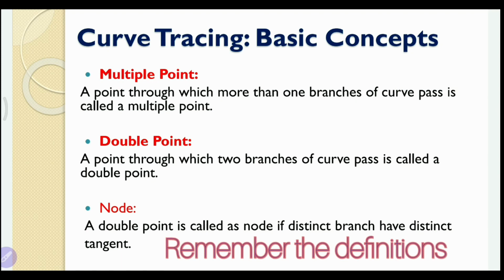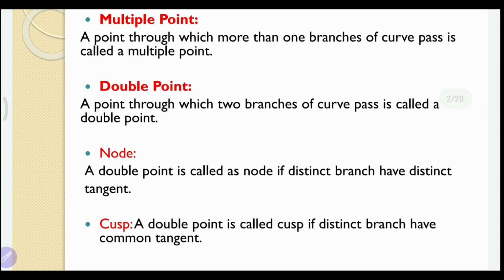Now there are basically two different kinds of double points we are going to see. One is node and one is cusp. So what is a node? A double point is called a node if distinct branches have distinct tangents. We are going to see what a node is and what a cusp is in the next slide. A cusp is a double point where distinct branches have a common tangent. So if we have distinct tangents, then it is a node, and if we have a common tangent, then it is a cusp.